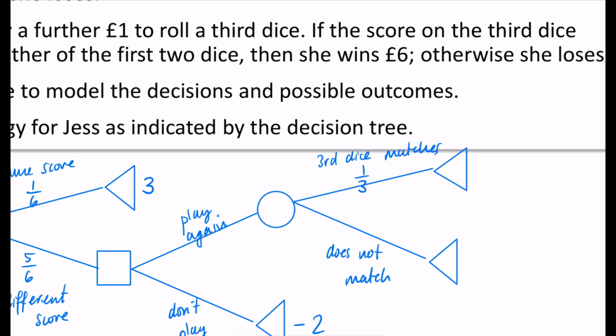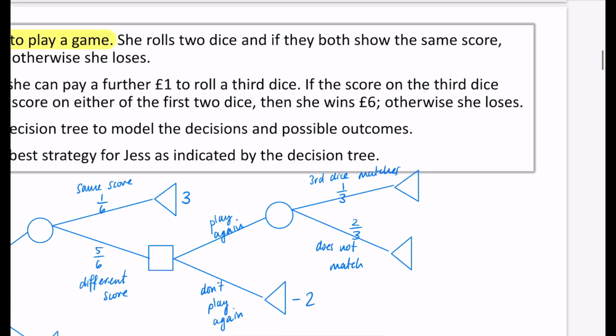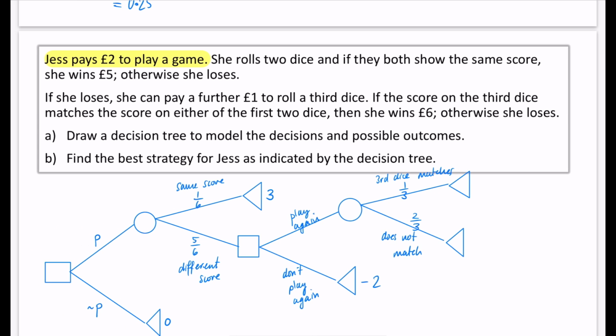The probability that they don't match will therefore be 2 out of 3. And we'd be very, very careful about these last parts of deciding what money is going to be won here. So she's played the game and paid £2. She's played again and paid £1. So she's paid £3 to do this, but she's going to win £6. And £6 take away £3 is £3.